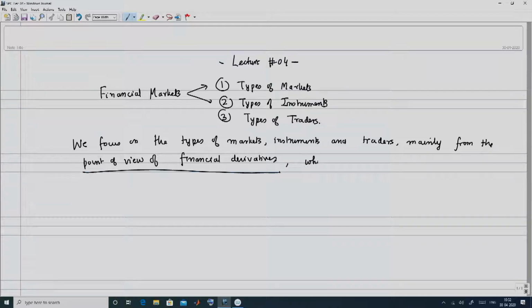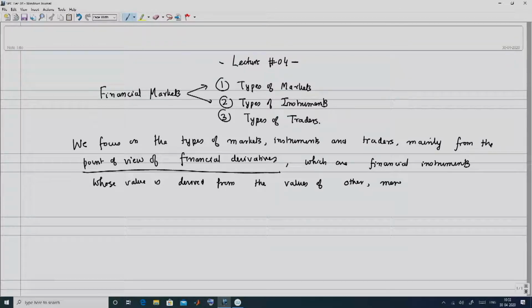And what are financial derivatives? So, these are financial instruments whose value is derived from the values of other, more basic underlying variables.